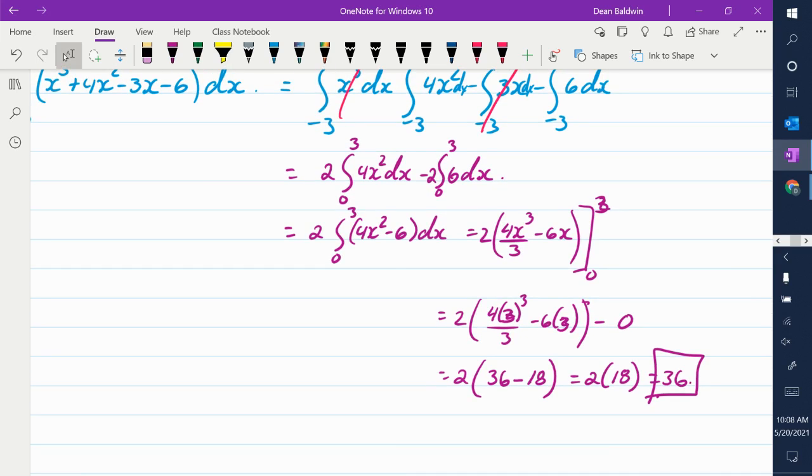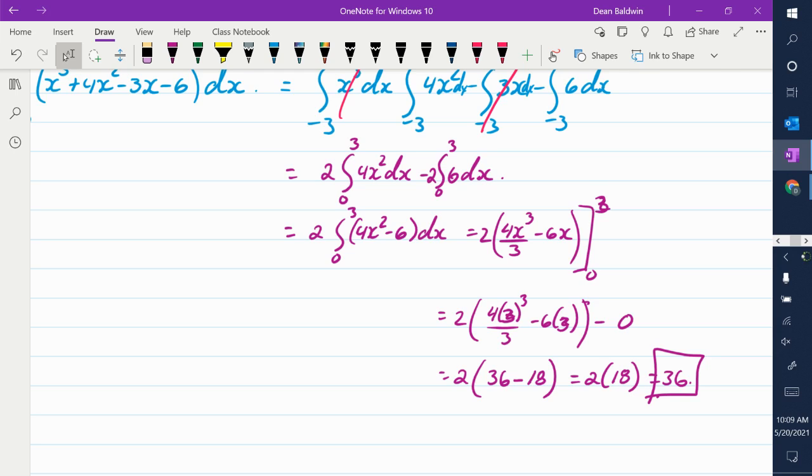So we do the antiderivative of this, which is 4x cubed over 3 minus 6x, evaluated from 0 to 3, and it's 2 times that. So I leave the 2 on the outside, I put the 3 in, so it's 4 times 3 cubed over 3 minus 6 times 3 minus, and you put the 0 in. This is where it's advantageous to do the 0 instead of the negative 3, because as soon as I put zeros in there, those go away. So it's just minus 0. I don't have to worry about that. This becomes 36 minus 18, which is 18, times 2 is 36.